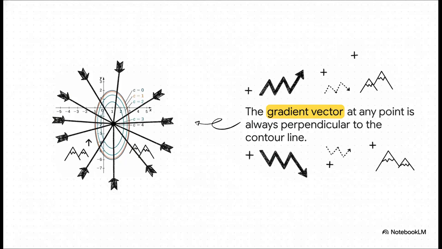So let's go back to our contour map. If you want to climb a mountain as fast as possible, you don't walk along a contour line, right? That would keep you at the same height. No, you walk straight across them, and that's exactly what this image shows. The gradient vector is always perpendicular, at a right angle, to those level curves. It's the mathematical way of saying, point me straight up the hill.